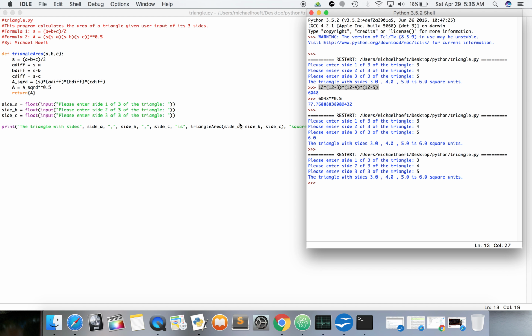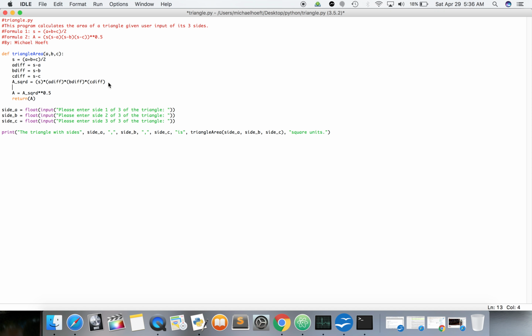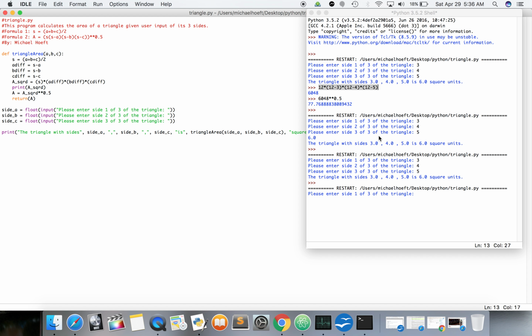A plus B plus C, side A, side B, side C, plug it in here. 3 plus 4 plus 5. It's 12 divided by 2 is S. All right, so now I'm just going to go through this. This is kind of how I do it as of right now. I just print this stuff out, just see how it thinks about it.